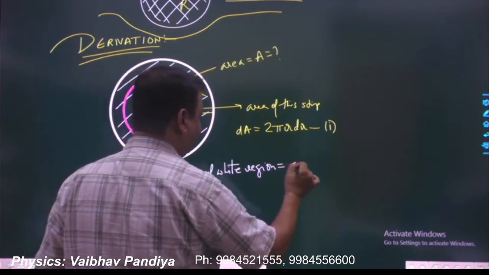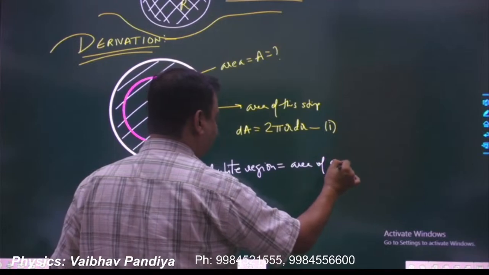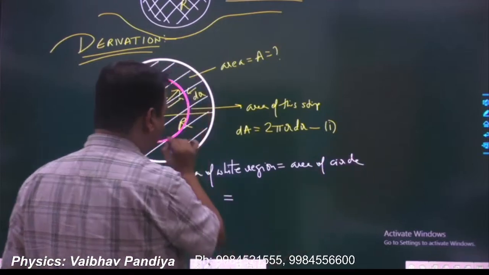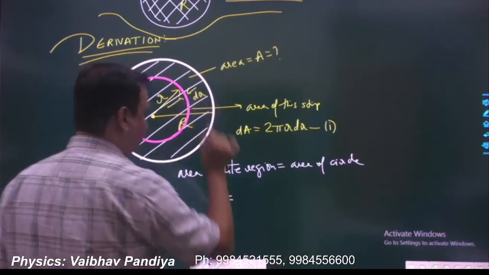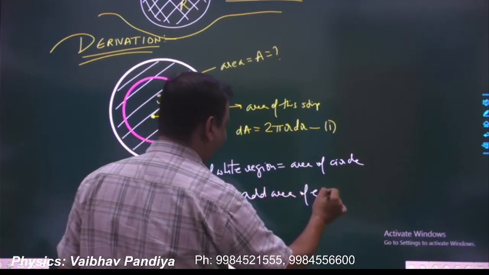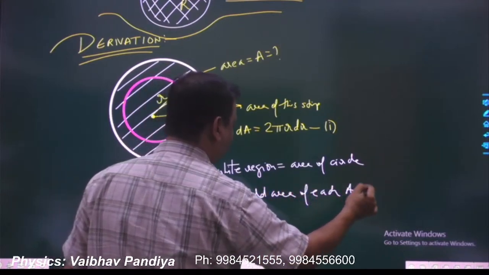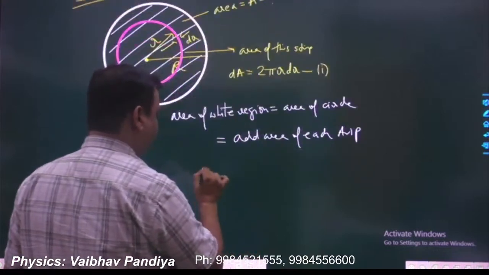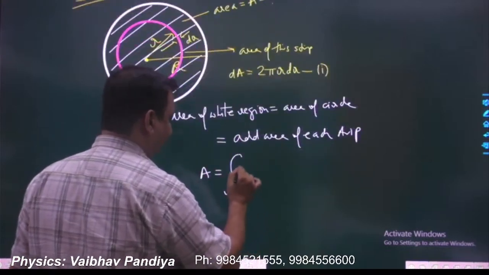That is the area of the complete circle. So you have to add this pink area for each of the strips. Add the area of each strip, correct? So the complete area will be, addition in calculus means integral of dA.